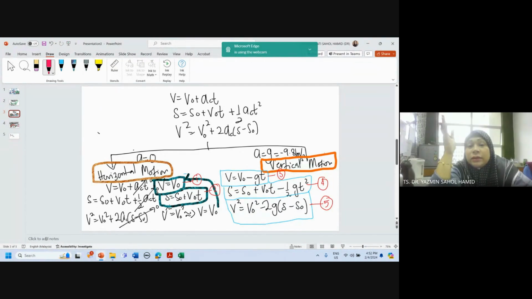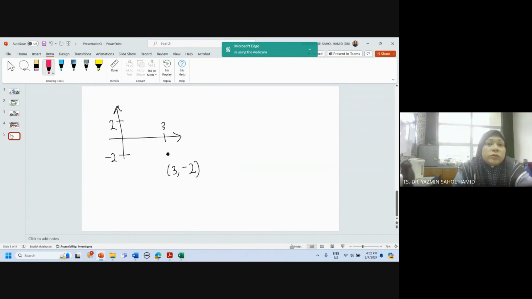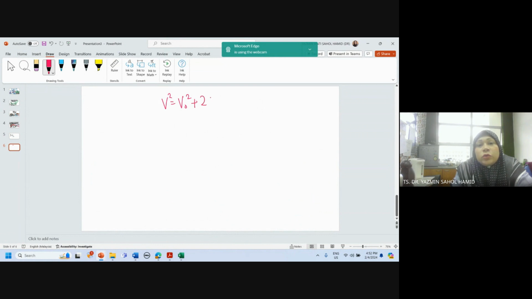Because Y is available where? In the vertical motion. Either formula 3, 4, or 5. So which one you want to use to solve this problem? 5. Okay. You decide to use 5. Let's try formula 5 then. Formula 5 is v squared equals v naught squared plus 2a(s minus s naught). Right now, our initial is v naught. Our final is v. That is clear. This is our final, and this is our initial, right?